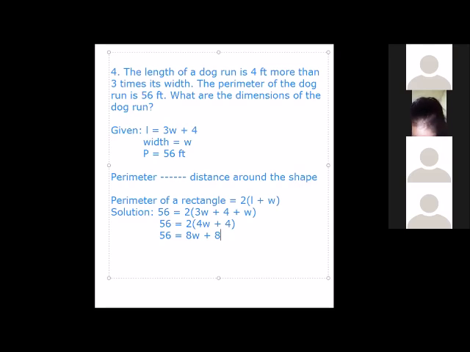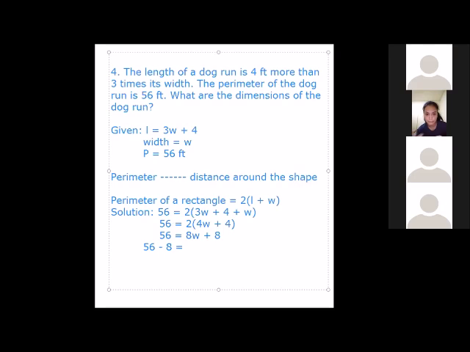Now, back to our lesson before, we also did solving equations. Ella, can you continue? 56 equals 8W plus 8. I transpose the plus 8 into 56. Yes, so you will have 56 minus 8. Yes, correct, which is equal to 48. Yes, okay. So, how about the expression on the right side of your equal sign?